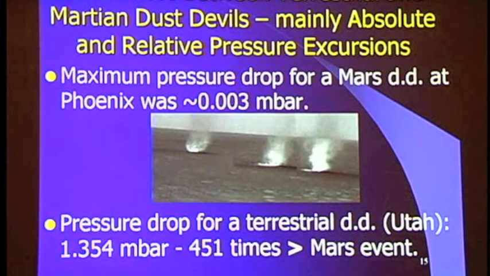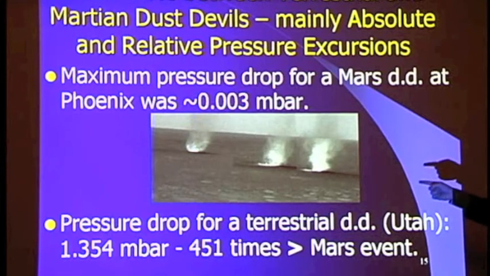Okay, absolute pressure drop. For a dust devil at the Phoenix lander, the maximum pressure drop there was 0.003 millibar. And for an Earth event at Utah, where a dust devil passed between 8 and 10 feet of a microbarograph in the 50s, the drop was 1.354 millibars, which is 451 times greater than the Mars event. Now that's the glow I mentioned earlier, if you look at these dust devils on Mars.